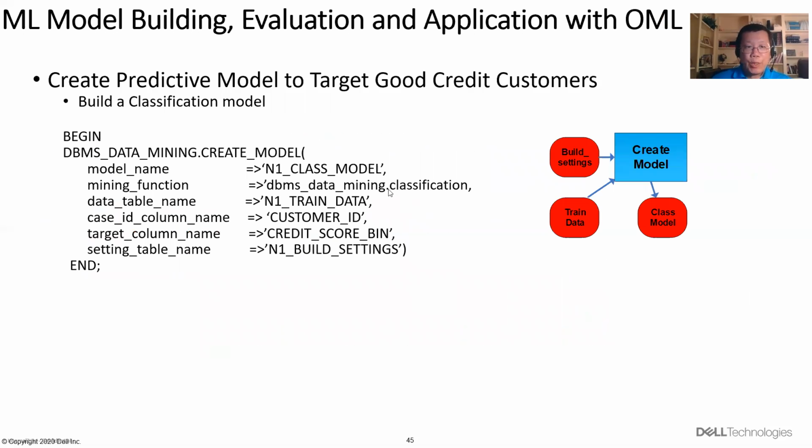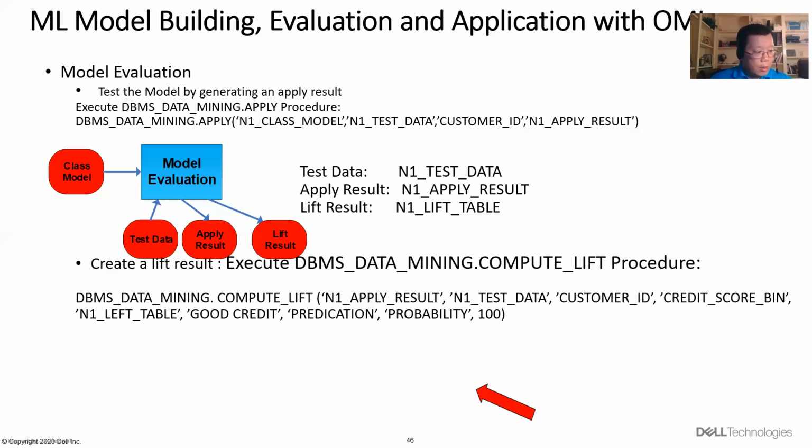The next phase is model evaluation. This is the diagram for model evaluation. We input the class model and put test data on that. Based on this, we can apply the model to the test data and come up with a result. It also comes up with another thing called a lift result. These are the things we look at to evaluate how good this model is.